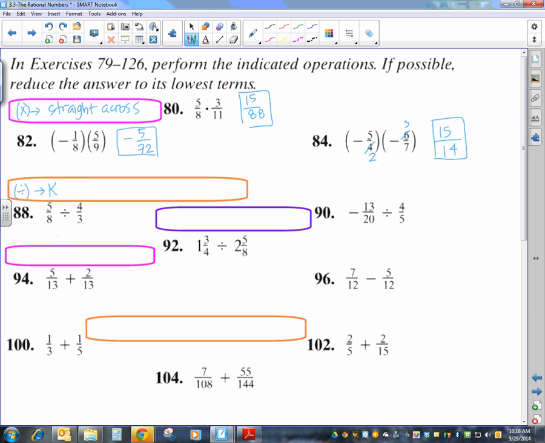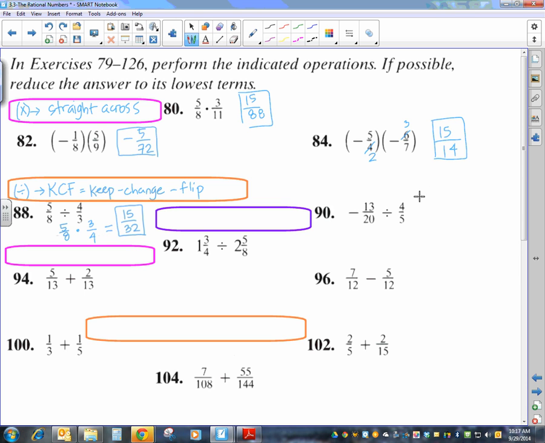Okay. A lot of people like to remember KCF, which means you keep the first one. Keep the first fraction that you have. Let's go with 5/8. Then you change the operation. So instead of dividing, we're multiplying, and then you flip the second one. So that becomes 3/4. This is because to divide fractions, we multiply by the reciprocal. So we keep, change, flip. Nothing cancels out, so that gives us an answer of 15 over 32. Again, practice with your calculator and make sure you get that.